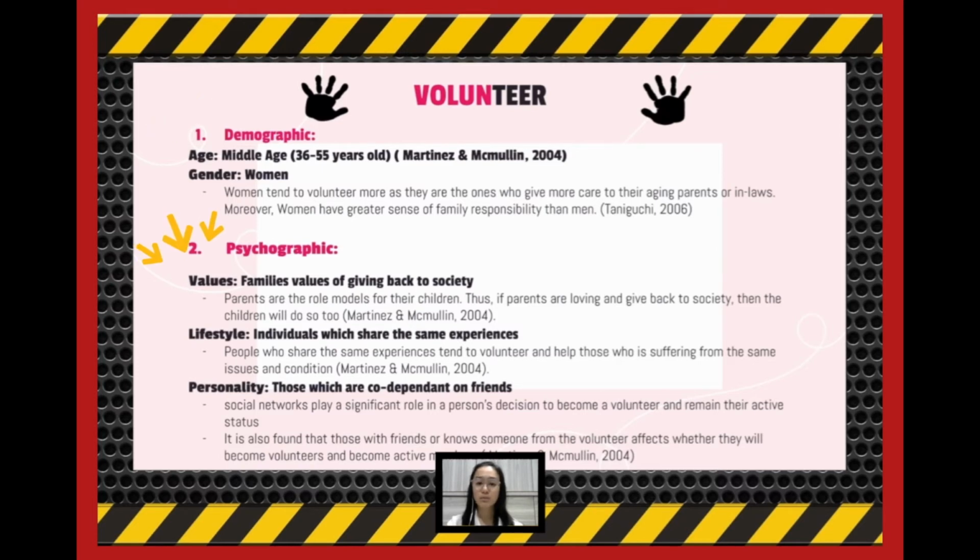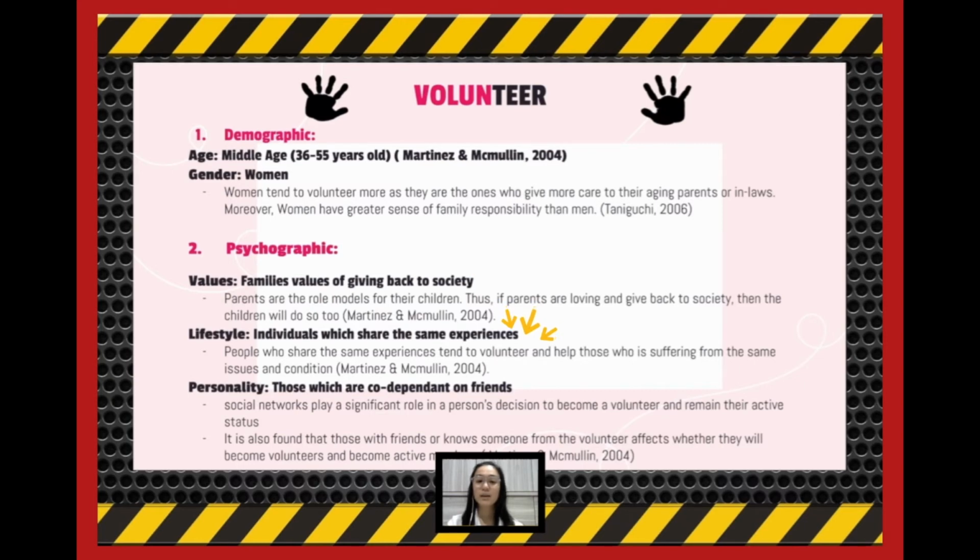Next, psychographic. Families which adopt values such as giving back to society are more willing to volunteer and help those in need. Parents are the examples for kids, and thus, if parents have the love and passion for giving back to society and helping others, it will influence their kids to do the same.